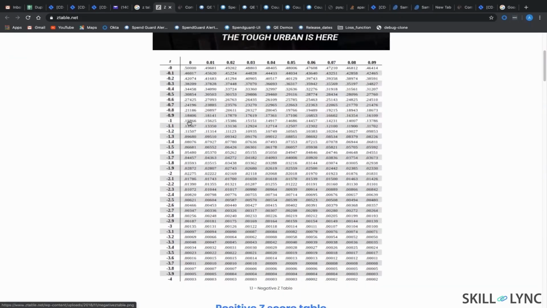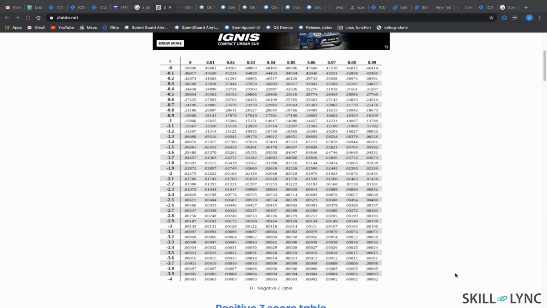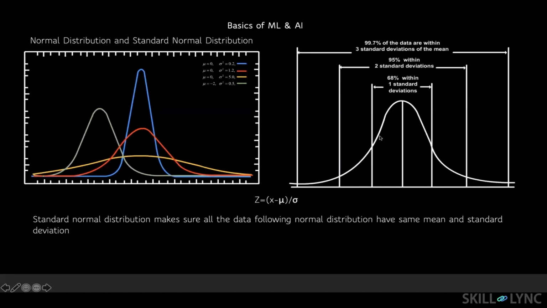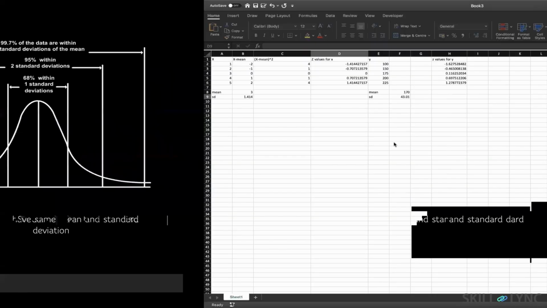For z equal to -1, the value is 0.15866, right? Now, see what this value denotes for -1. Area covered from the left side till z equal to -1. What does the z equal to 1 value indicate? Area from the left side till z equal to 1. And what do we need to calculate? Area between -1 and 1, right? We want to calculate the area between -1 and 1.